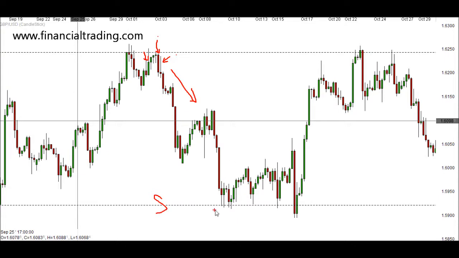Once we get down to the support area, which is down here, we get 2 bullish pin bars. We get a third pin bar here. So small bodies and large wicks in one direction. We have another pin bar here. And then price soon appreciates back on the upside.